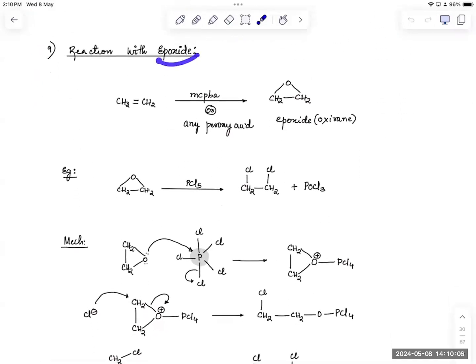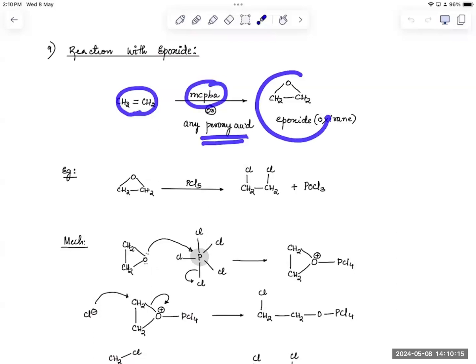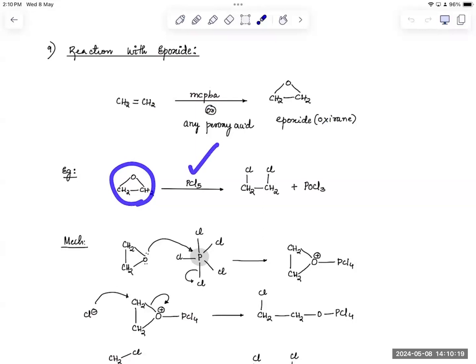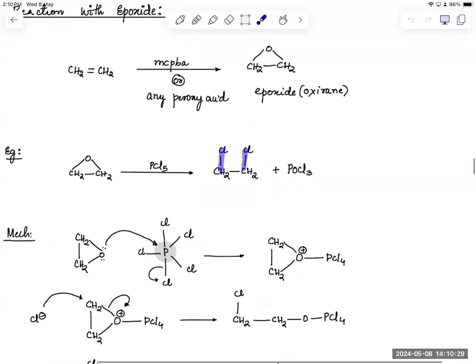Next, see the reaction with epoxides. See, we know that when you have an alkene and we add MCPBA or any peroxy acid, we will get an epoxide first. Now, this epoxide, when you treat with PCl5, will also give you dichlorides here. Just like aldehydes and ketones, here also we can get dichlorides. But this time the chlorides will be on two different carbons, which we call vicinal dihalides. We get these as vicinal dihalides.